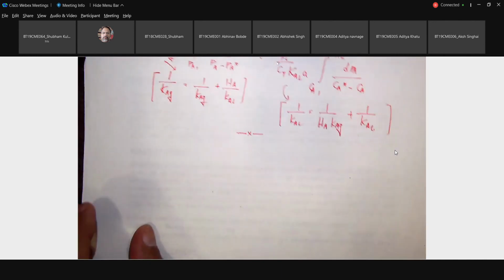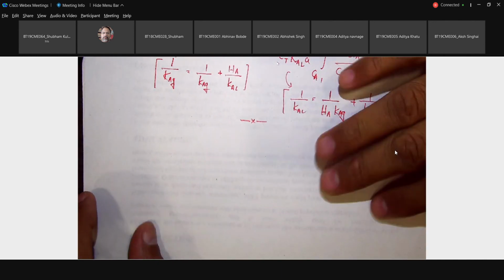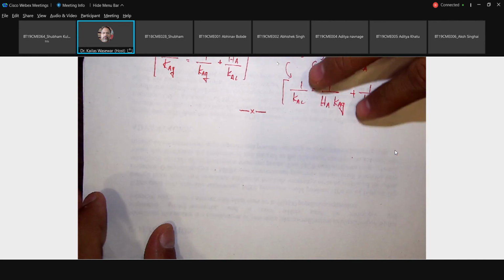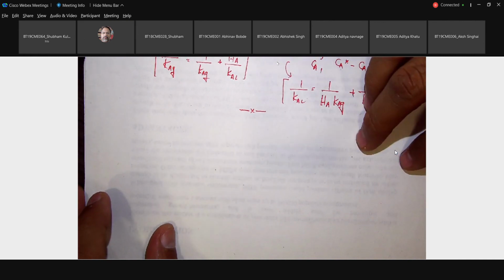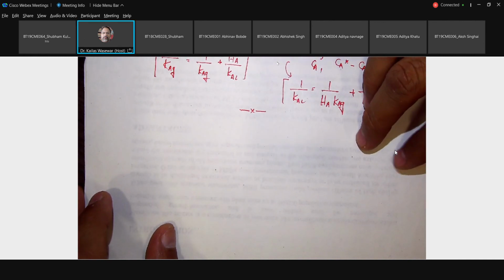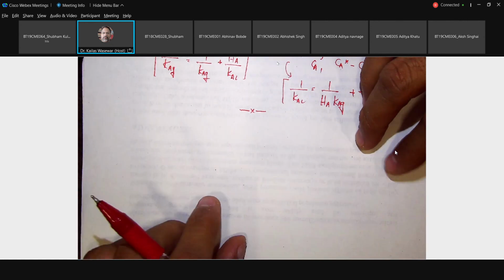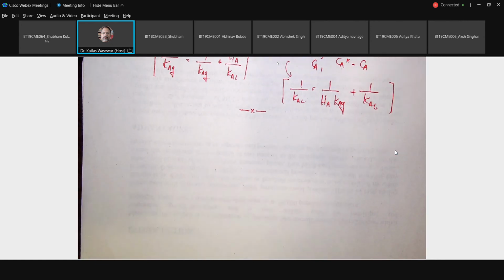Now this is for the straight mass transfer, counter current operation, and plug flow, which may be in a tower. For co-current, the only difference will be the sign, so you can easily write those equations also. Now we'll see mass transfer with chemical reaction and how we can write it for the plug flow reactor, that is, the tower.